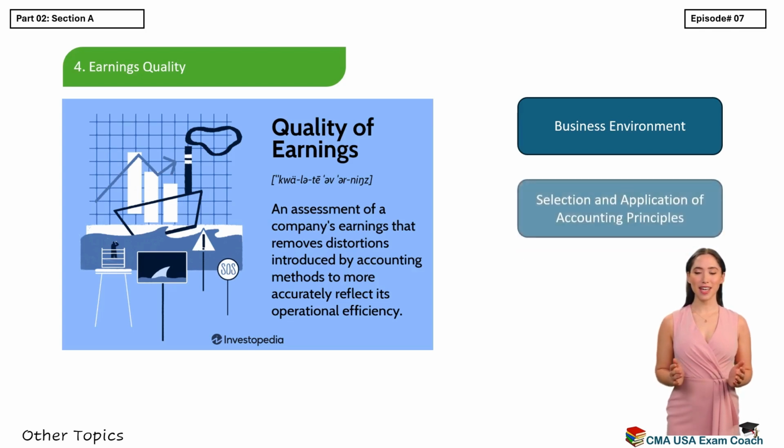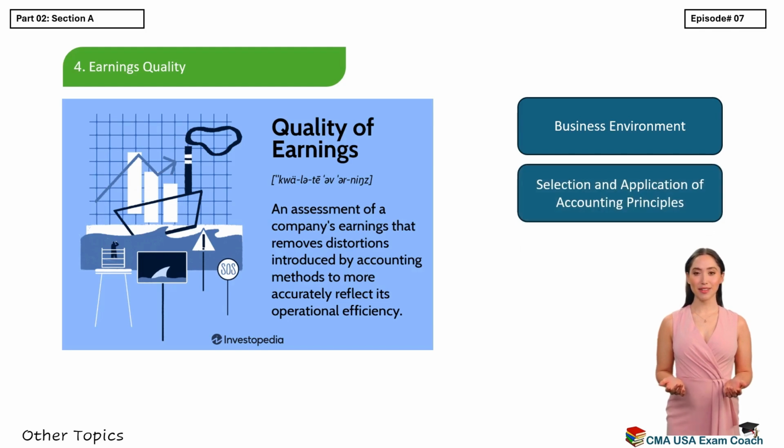Second, the selection and application of accounting principles. Management's choice of accounting methods significantly impacts reported earnings. Conservative accounting recognizes expenses earlier and revenues later, creating a more cautious and reliable picture. Aggressive accounting recognizes revenues sooner and delays expenses, making profits look better in the short term, but reducing earnings quality.